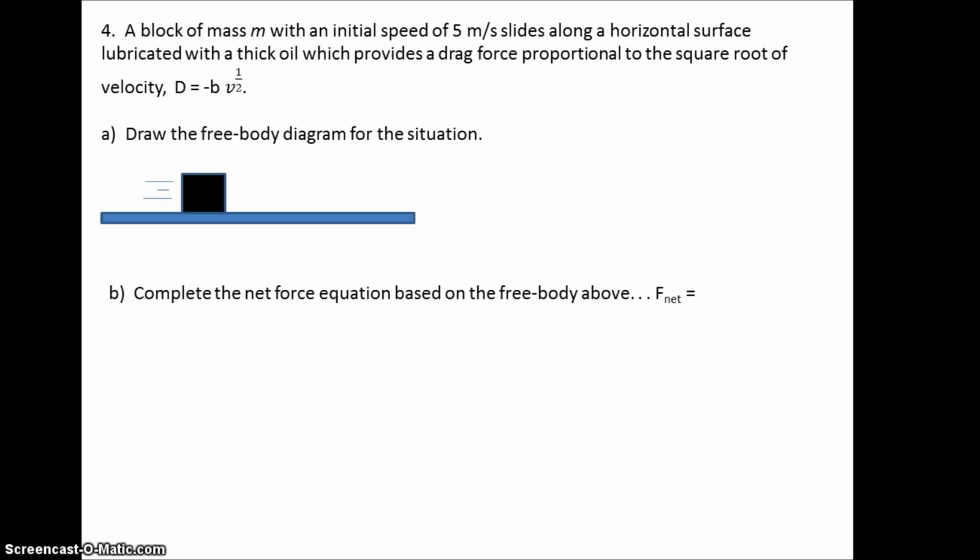So here is the block sliding along this oil-covered horizontal surface. Here's the free body diagram with a normal force, a weight force, and a drag force. Notice this is slowing down. That's why we're having drag equal to negative bv to the 1/2. Okay, so therefore net force must be equal to drag. Plug in that the net force is ma and the drag is negative bv to the 1/2 power.